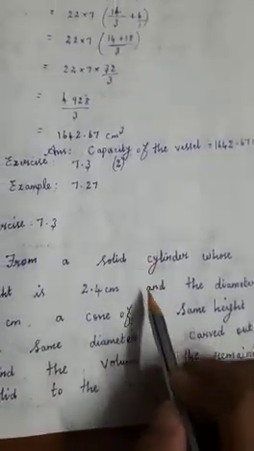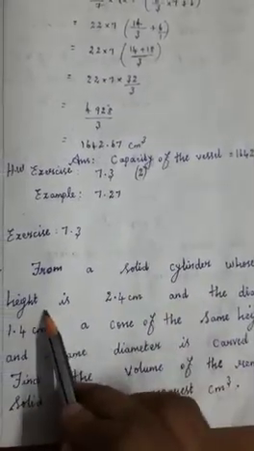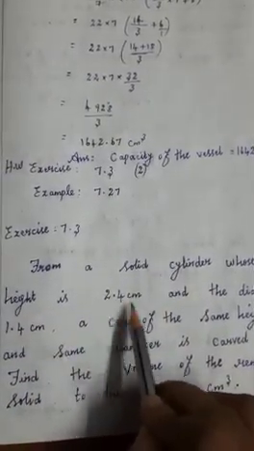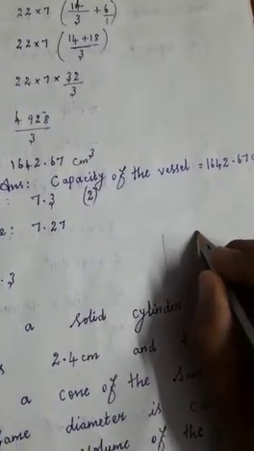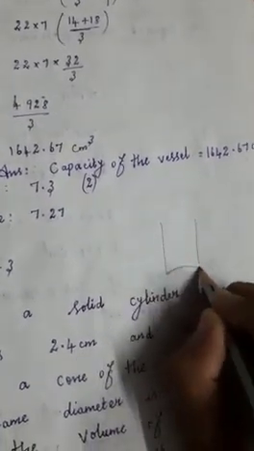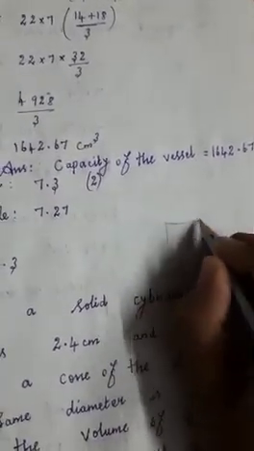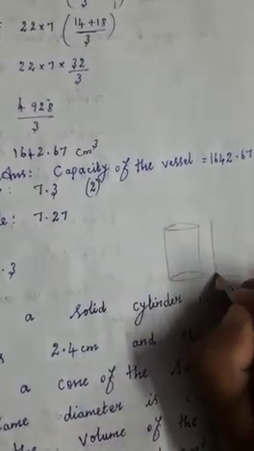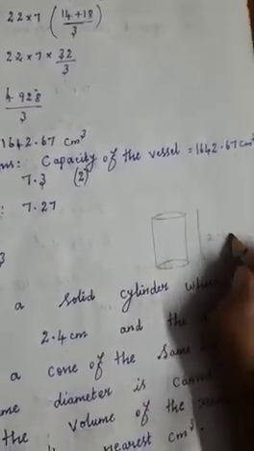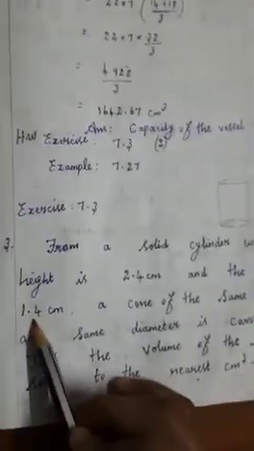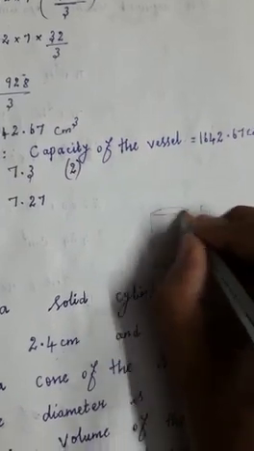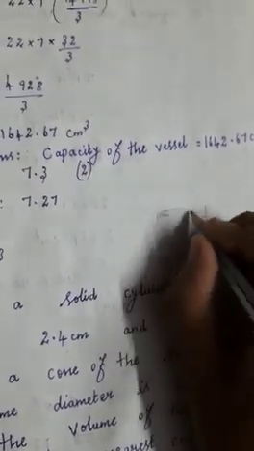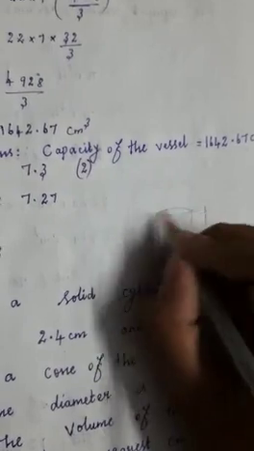Okay. So here you have one cylinder shape. The height of the cylinder they have given, that is 2.4 centimeter, and the diameter is 1.4 centimeter. So I know that the diameter means the full circle part, that is 1.4 centimeter.